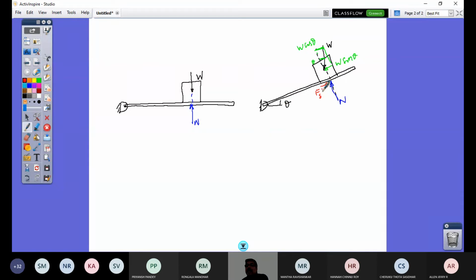So when it is here, you would have this angle now, which is the resultant of these two, or the resultant of these two. Right? Let me take the other color.